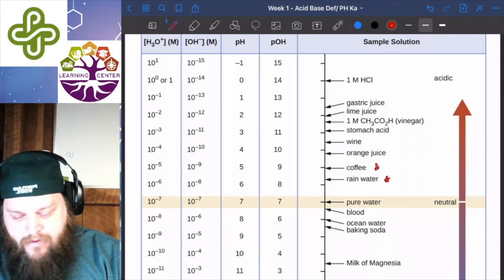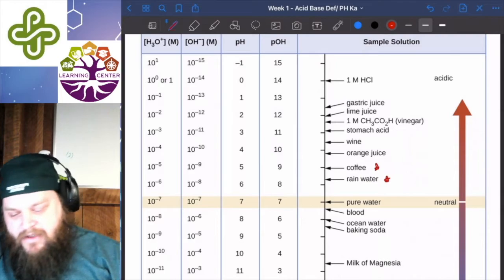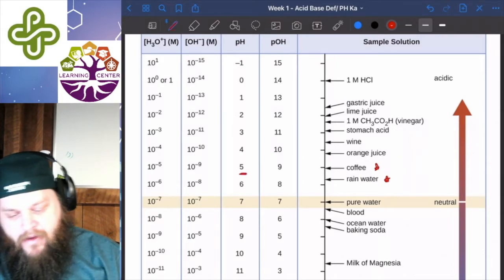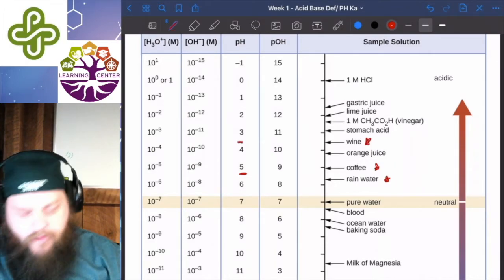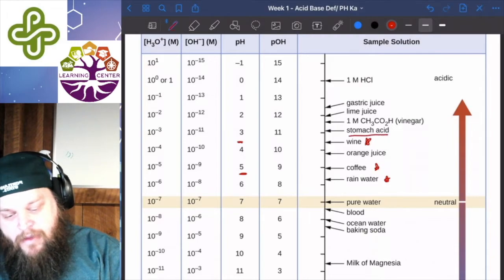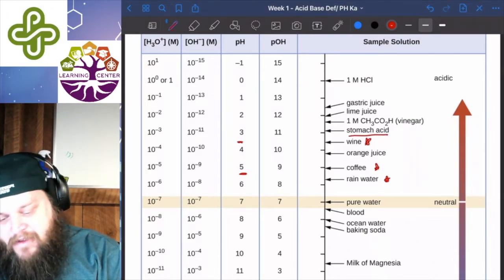Coffee, which I love to drink, is also slightly acidic with a pH of about 5. Wine, which you definitely shouldn't consume in large quantities, you're looking at about 3.5. Your stomach acid goes in there. It needs to be fairly acidic to help break everything down. It's just under 3.